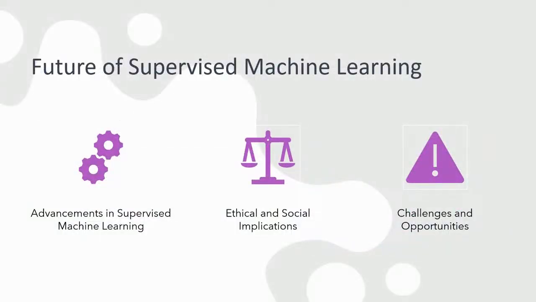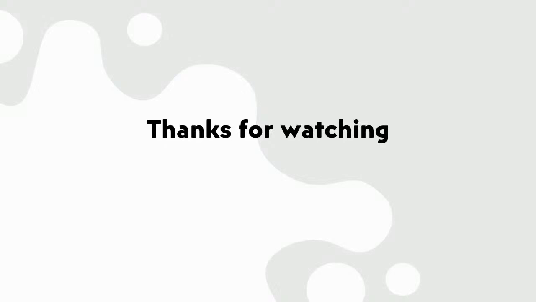As supervised machine learning continues to advance, there are many exciting developments on the horizon. These include advancements in deep learning, natural language processing, and computer vision. However, there are also important ethical and social implications that need to be considered, such as bias, privacy, and accountability. There are also many challenges and opportunities for future research and development, such as explainable AI, supervised learning, and reinforcement learning.